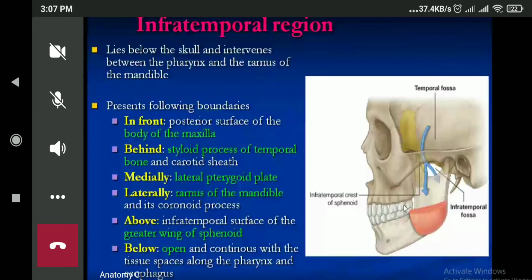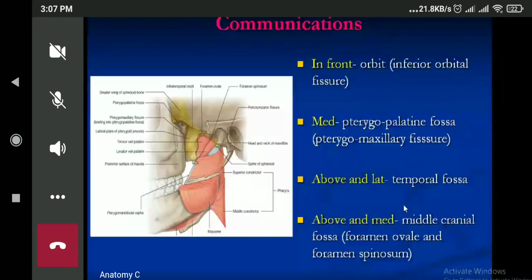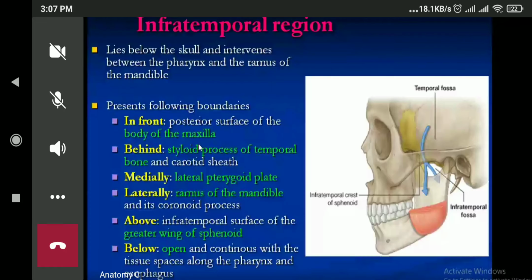Now, talking about the communication. So this is the infratemporal region over here. And above, as I said, the boundary is formed by the under surface or the inferior surface of the greater wing of the sphenoid. So you can see the yellow color over here, the bone. This is the greater wing of the sphenoid. The lower part or the under surface of the greater wing will form the roof of the infratemporal region.